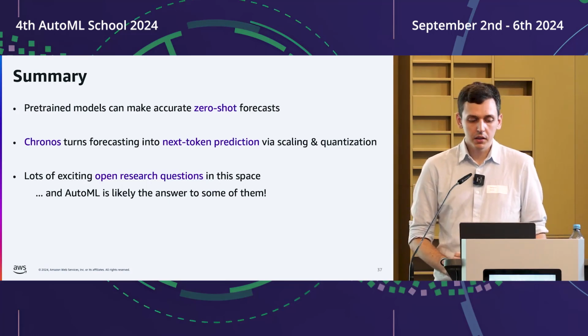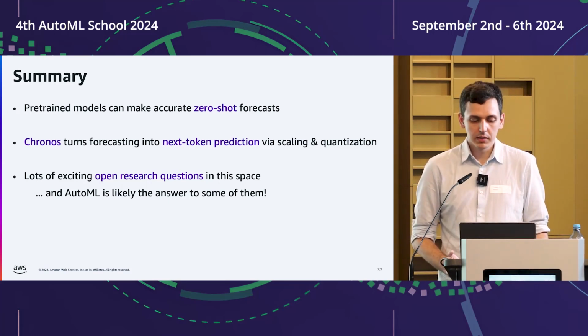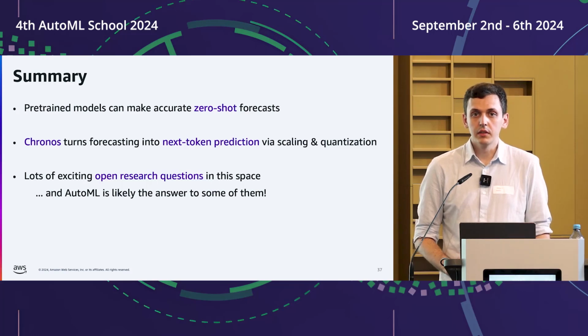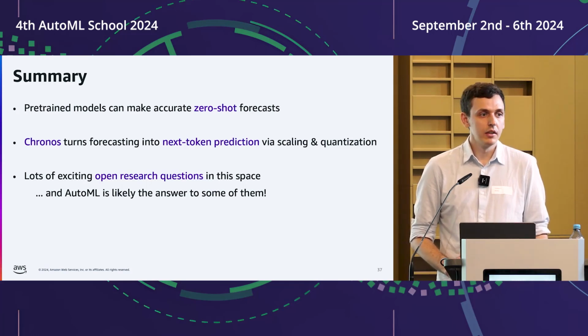We have looked at the Chronos model, which essentially turns LLMs into time series forecasters by formulating forecasting as a next token prediction problem. And finally, in the last part of the talk, we have seen there are lots of important, exciting, open questions in the field of time series forecasting, and very likely AutoML has a lot to say and a lot to contribute to answering these questions.